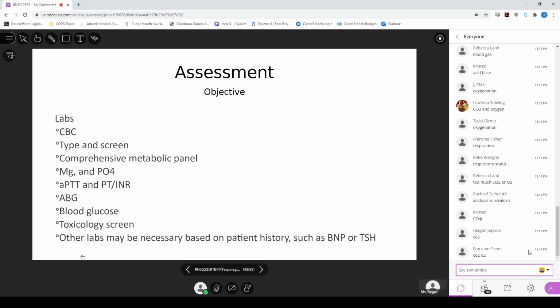hyper or hypoglycemia can cause an altered mental status. Hypoglycemia can cause an altered mental status. Okay. Toxicology screen you're going to get. We need to know if there's any level of impairment that's going on.